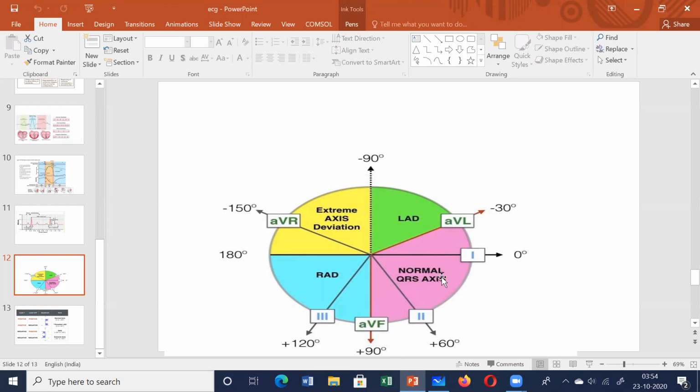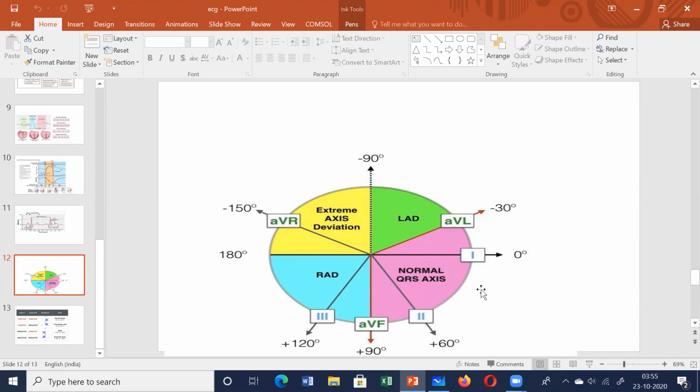One simple way to learn how to determine the axis deviation is to inspect lead 1 and lead AVF. This method, in which you inspect two leads, is called the quadrant approach, or the two lead approach: lead 1 and lead AVF. Again, this pink portion represents the normal QRS axis. Therefore, if both lead 1 and lead AVF are positive, then the axis falls within the normal axis range.